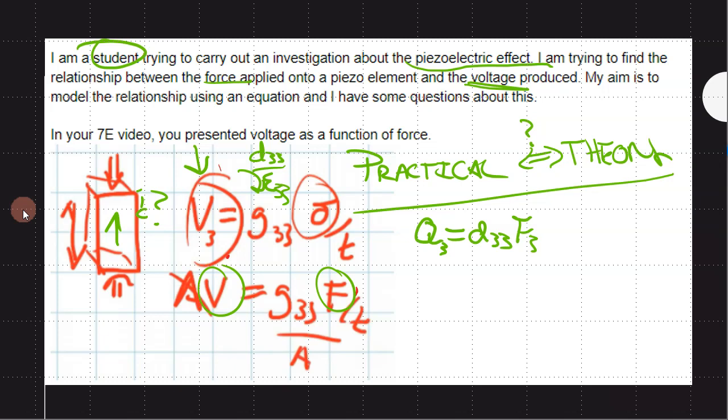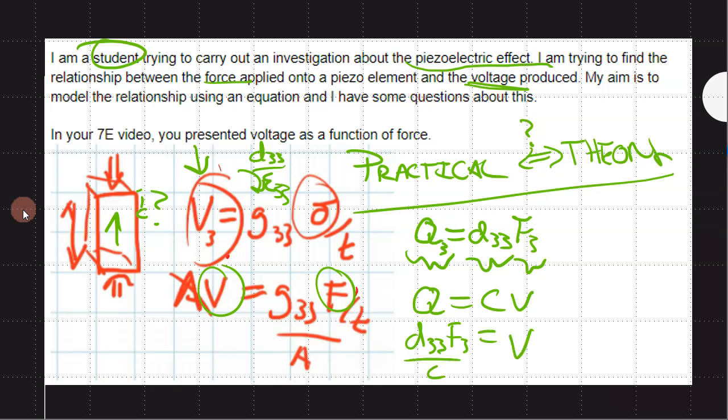So the charge that is developed on the piezo element is equal to the d coefficient multiplied by the force. And the voltage is then given by the capacitance and the charge. So Q equals CV: charge equals the capacitance times the voltage. In order to get the voltage, you divide the charge by the capacitance. So there is a very definite force to voltage relationship that you can derive.